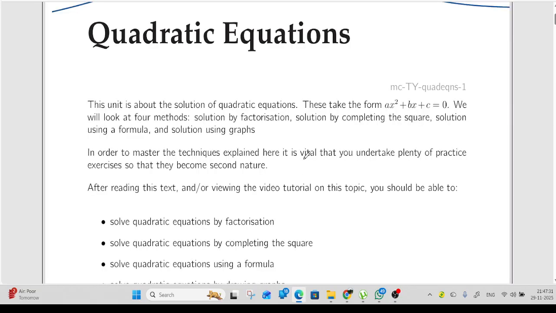Hello everyone. Today we are going to learn how to solve quadratic equations. This is the general form of a quadratic equation, and in a quadratic equation the maximum power of the variable is 2. Like if I write 3x square plus 2x plus 5, the maximum power of the variable is 2. So this is an example of a quadratic equation.